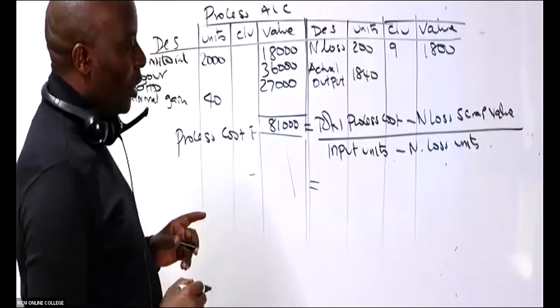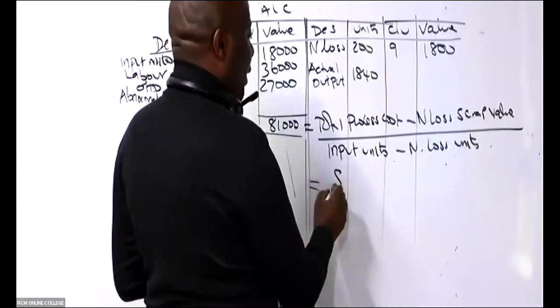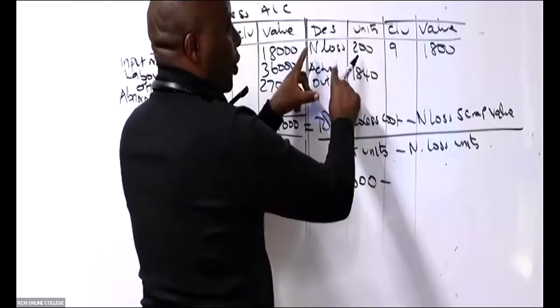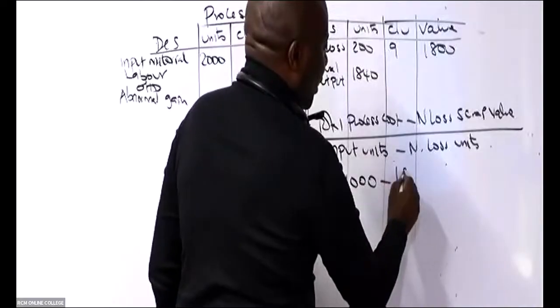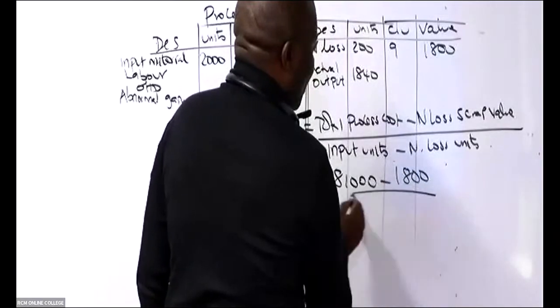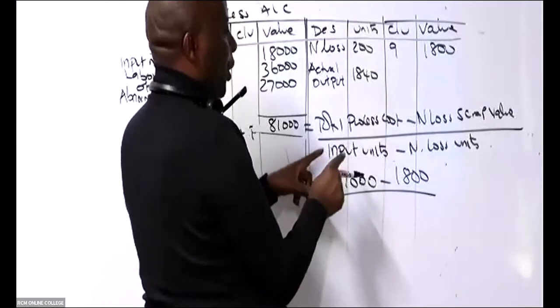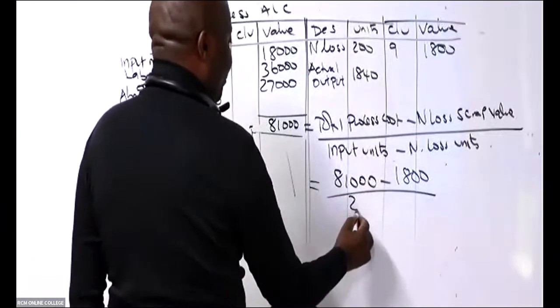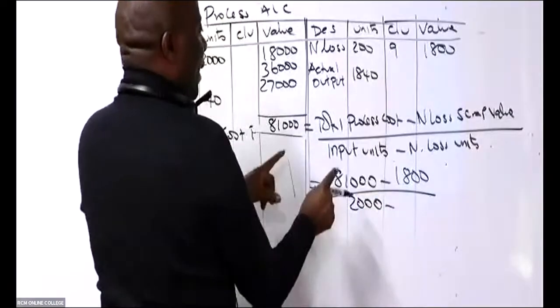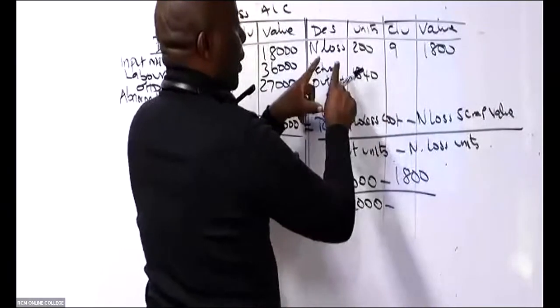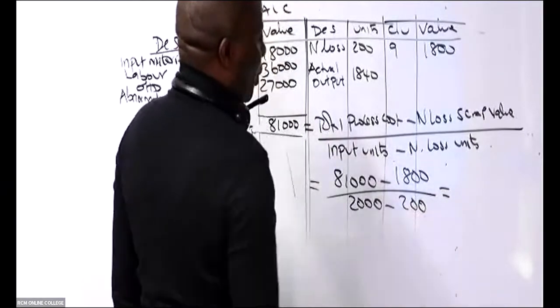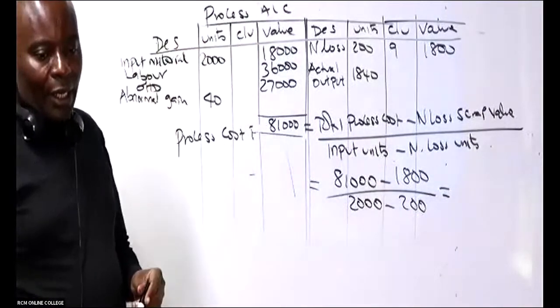Thank you so much. So then the total process cost will be 81,000 minus normal loss scrap value, 1,800, divided by input units. Input units, what do we have here? 2,000 minus normal loss units. Normal loss units, they are 200. So then are you able to move slowly and give me the final answer here?